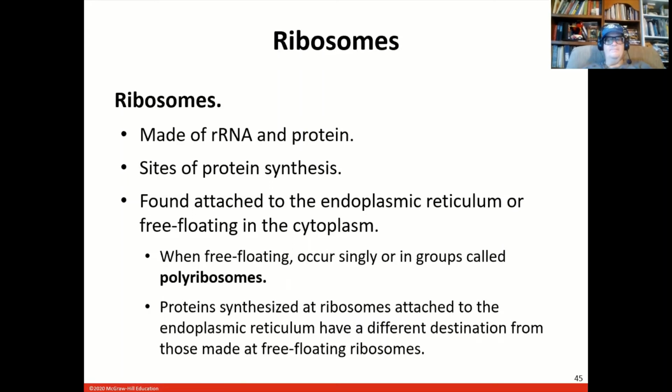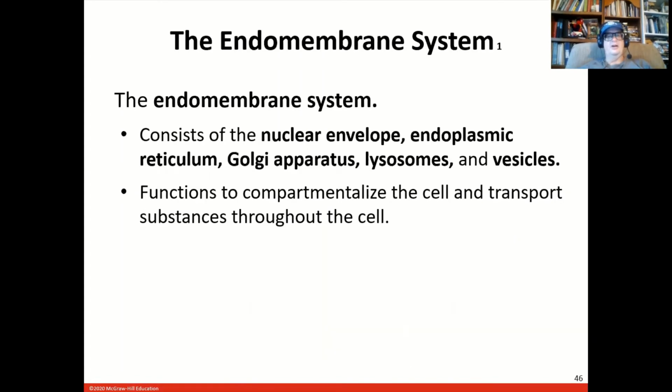Like I said, the ribosomes that are attached to the ER are making proteins that need to be shielded from the cytoplasm. So they're going to a different place. They're probably going to the Golgi apparatus to be processed. All right, let's move on.